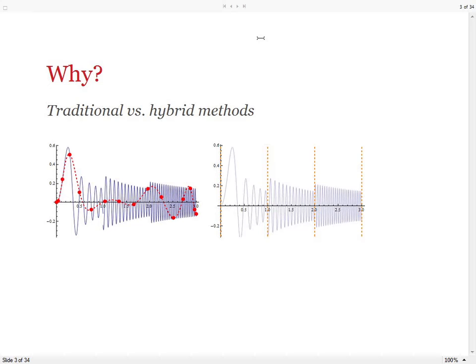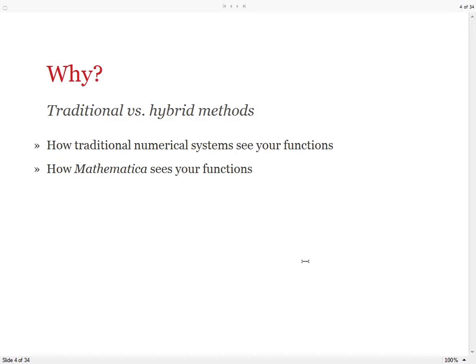So, why are hybrid symbolic numeric methods useful? I'm going to explain this by comparing the way traditional numeric systems view a numerical problem with the way Mathematica is able to view the same problem. By traditional numerical system, I mean any system with the usual firm separation between code that's written by the user on the one hand and runtime data and variables on the other hand. So this includes things like spreadsheets, numerical matrix systems, and programming languages like C and Fortran.